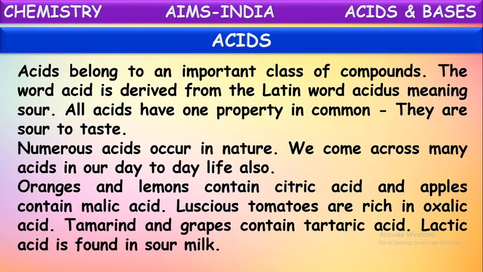Oranges and lemons contain citric acid and apples contain malic acid. Tomatoes are rich in oxalic acid. Tamarind and grapes contain tartaric acid. Lactic acid is found in sour milk. See how many types of acids we are consuming daily without knowing, isn't it? These food items all contain acids in them.